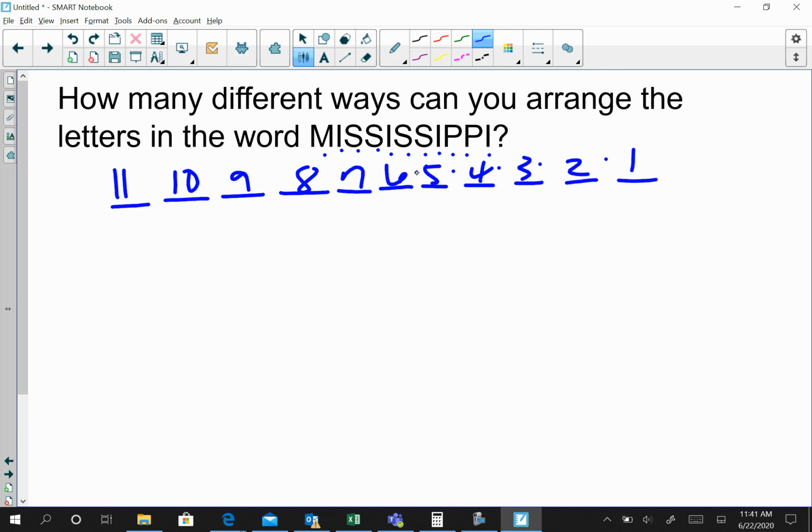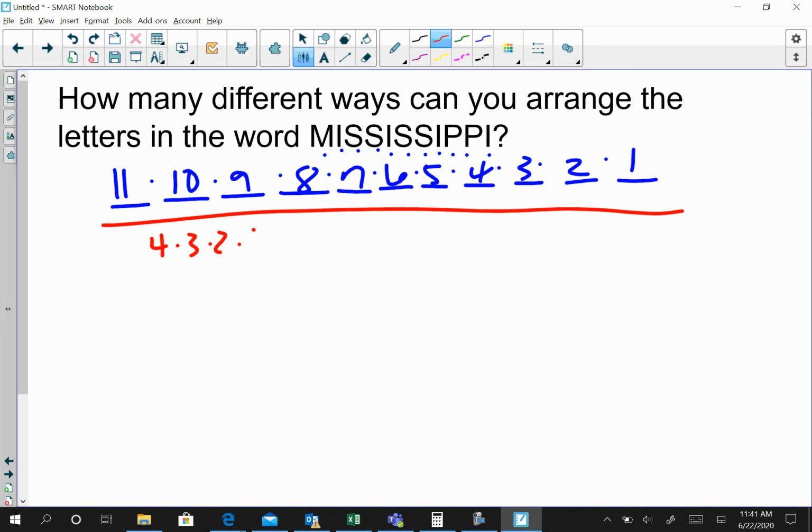Now we have to account for one thing. The letters that repeat. You're going to divide by them. I have 1, 2, 3, 4 I's. So I'm going to divide by 4 times 3 times 2 times 1. Because just because you put a different I in a different place doesn't change the word. An I is an I. So you have to take those out. I have 1, 2, 3, 4 S's. I have 4 times 3 times 2 times 1 for the S's. And I have 2 P's. That's 2 times 1 for the P's.